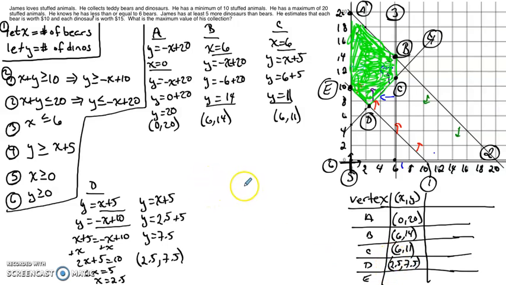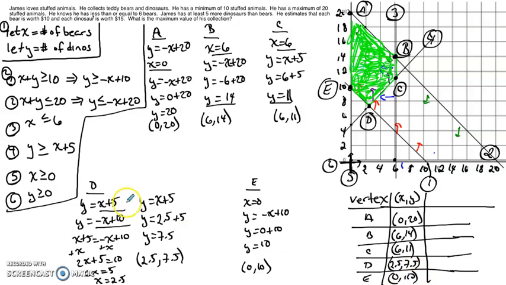And then my last point, E, I'll solve over this way a little bit. The two lines that go through E are line 5, which is x equals 0, and line 1, which is y equals negative x plus 10. Well, I know x is 0, so I'll substitute in 0 instead of x, and I get y equals 0 plus 10, or y equals 10. So my ordered pair is 0, 10.